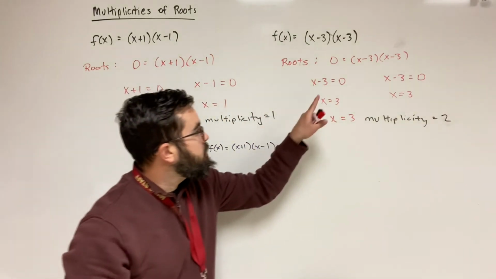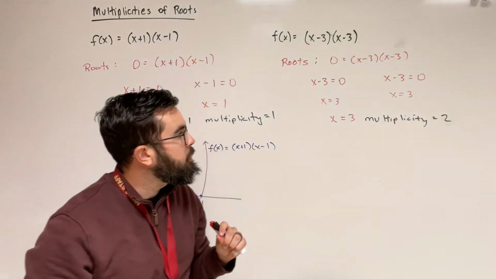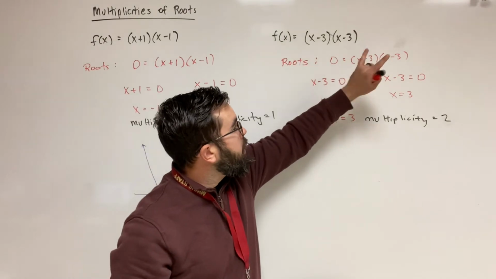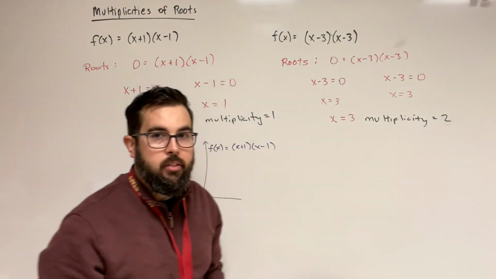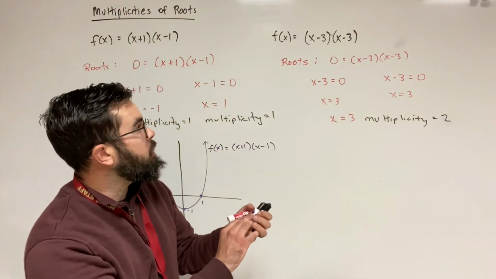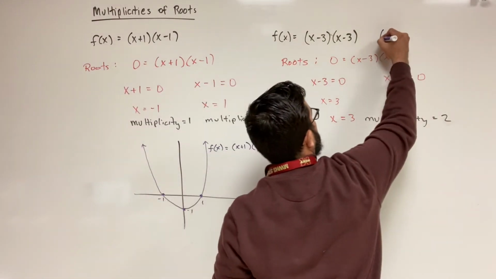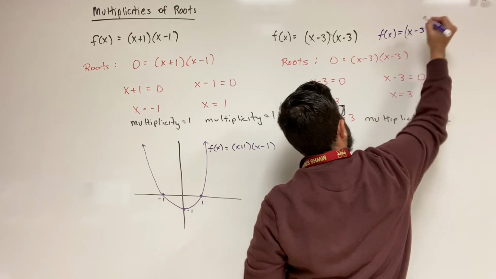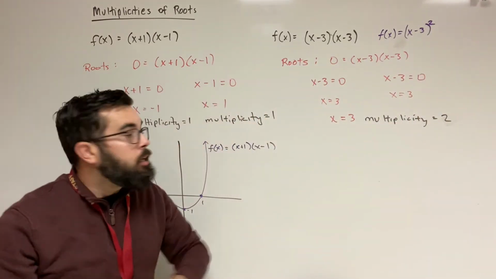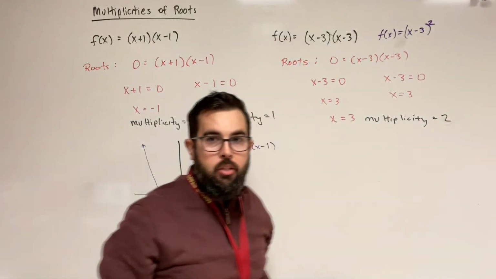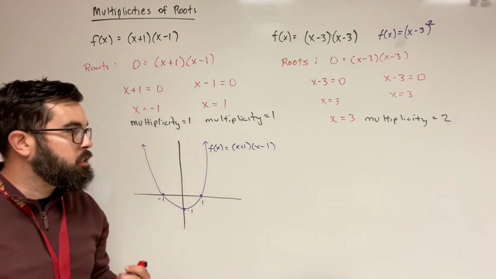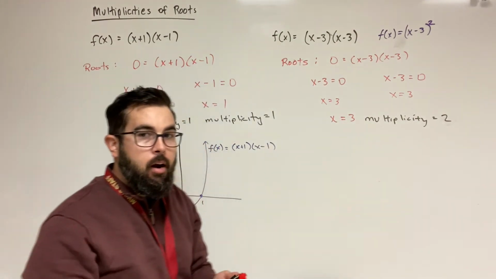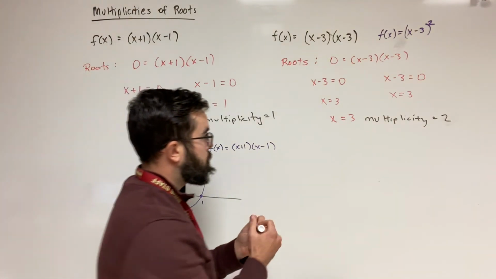All right, why is it 2? Well, because that solution shows up twice in the solution set. Or another way to state that is, we have two of the same factors. Right? This function could easily be rewritten as this. That little 2 in the exponent up there tells me that there's two factors of x minus 3, hence the multiplicity of 2.